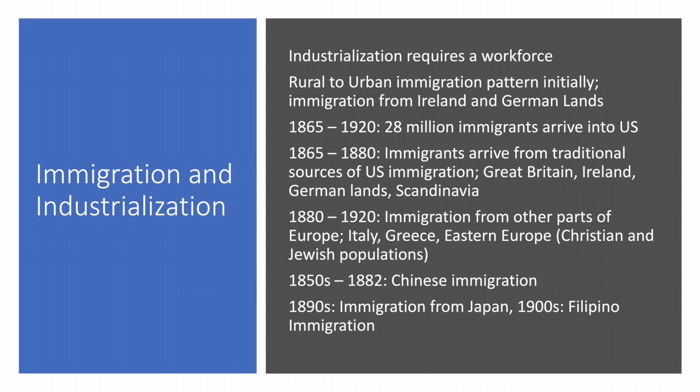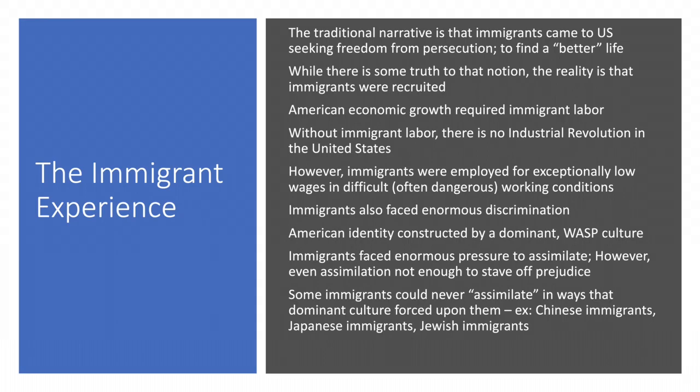But between the 1850s and 1882, there is Chinese immigration. As I said, in the next lecture, we're going to devote specific lectures to the Chinese immigrant experience. In the 1890s, additional immigrants come from Asia, beginning with Japan, and then in the 1900s, there's immigration from the Philippines, or Filipino immigration. We'll talk more about that later on as well. So those are the raw numbers of where immigrants came from.